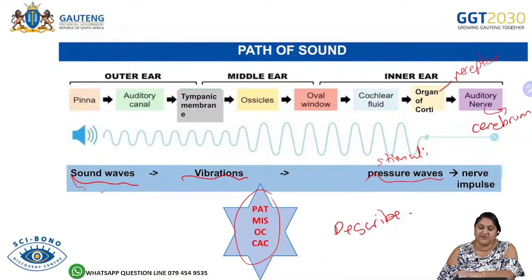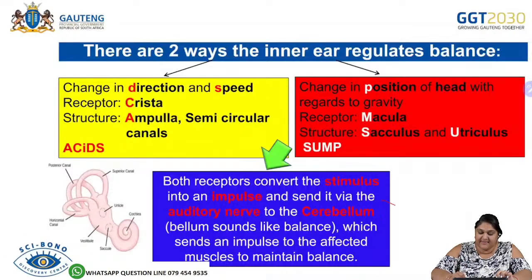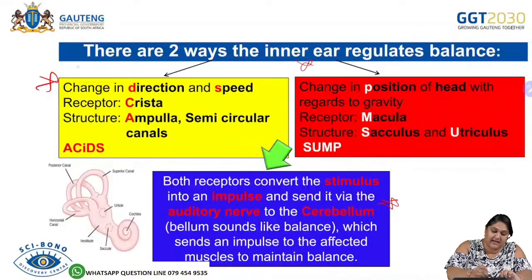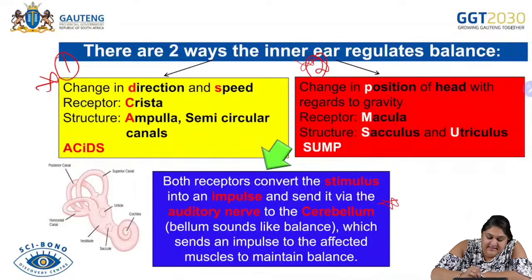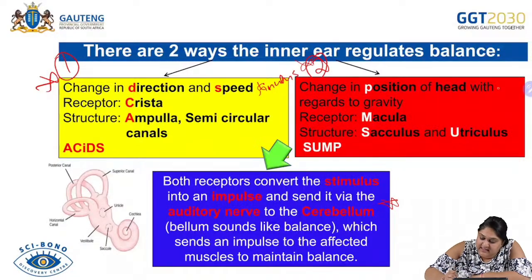The main thing that I want you to understand for this one, grade 12, is that this part remains the same when it comes to balance. It's these 2 parts here, number 1 and number 2, which differ, because the receptors differ, because the stimulus differs. That's what learners don't understand. This is the stimulus, and this one here is the stimulus.